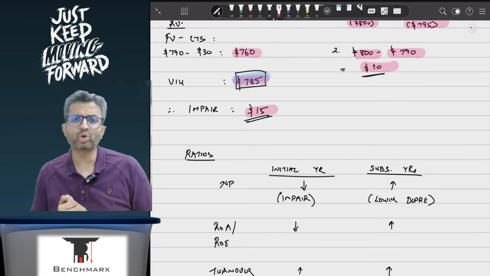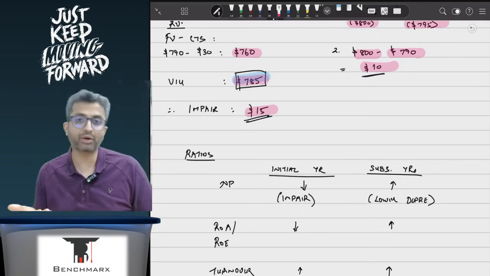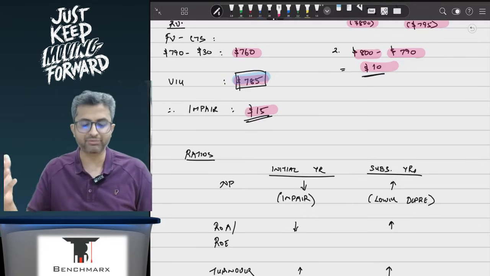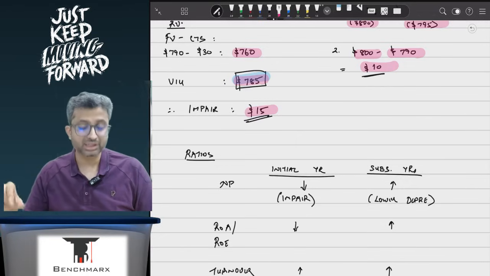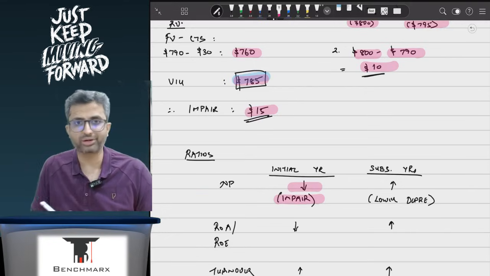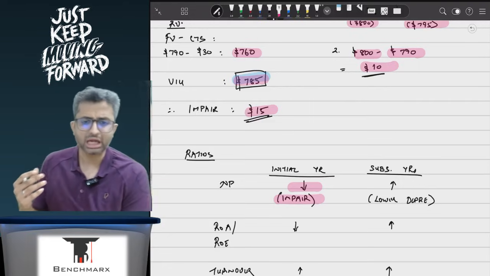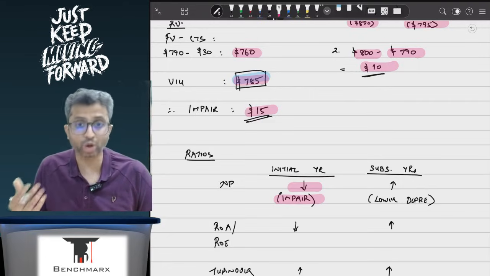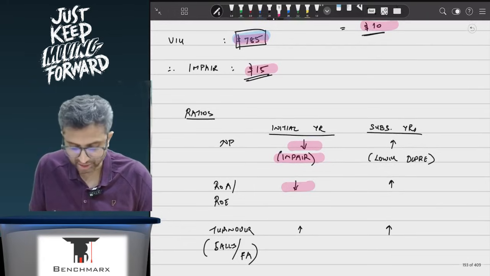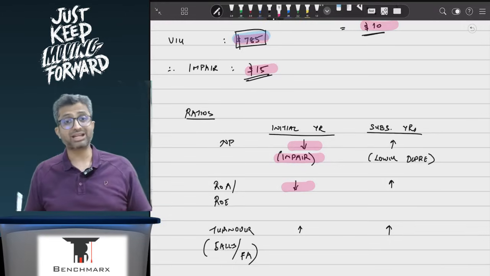Now again, if you want to look at the impact on ratios, what will be the impact on ratios? Well, in the year of impairment, whether it is US GAAP or IFRS, your net profit will fall significantly because of impairment, and hence your net profit will be lower. If your net profit is lower, your return ratios, return on assets, return on equity, all of which use net profit, will automatically be lower. But that is in the earlier years.